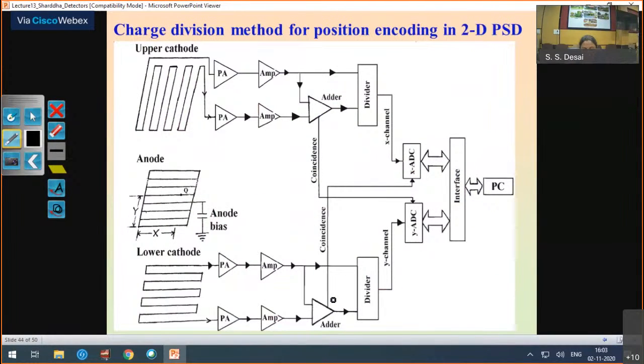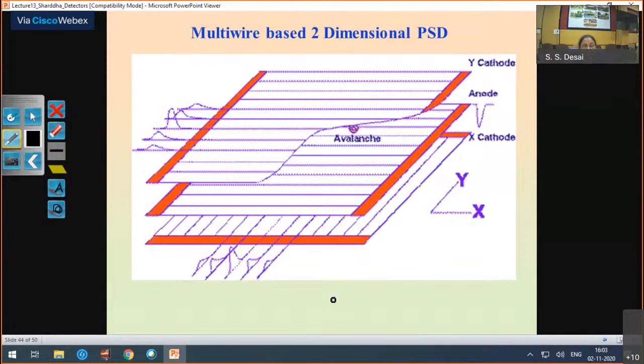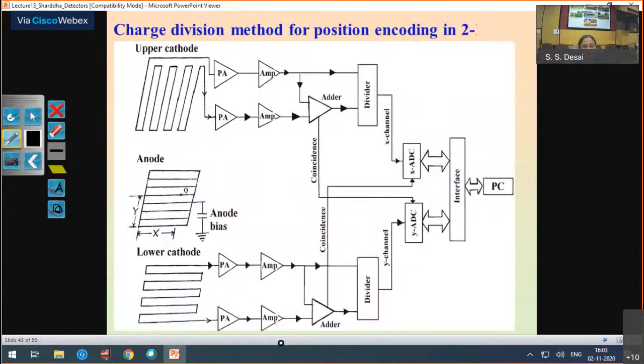Just a small briefing on how a one-dimensional detector can be converted into an area detector. Here, rather than having one resistive wire, you can have three multi-wire grids, with a central one as the avalanche formation grid, and the other two grids orthogonal to each other. Each of them, with similar charge division, will give you X position as well as Y position.